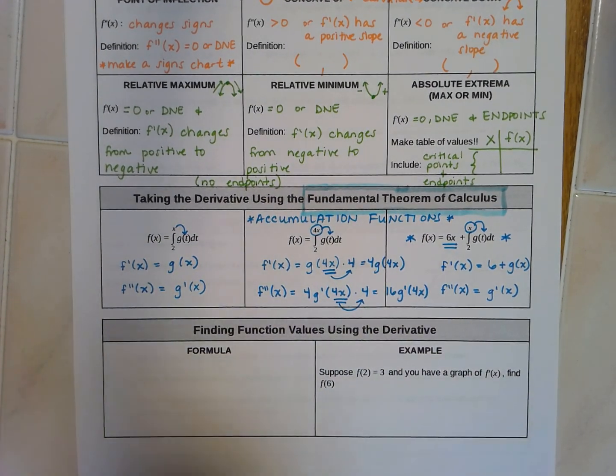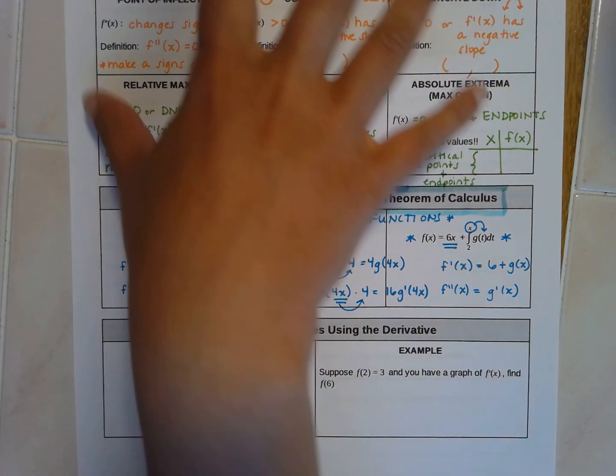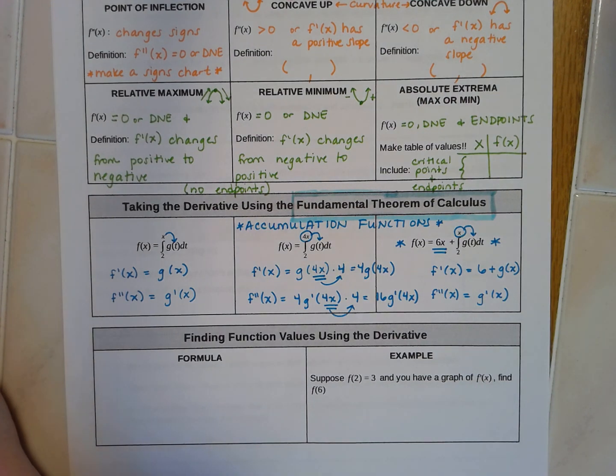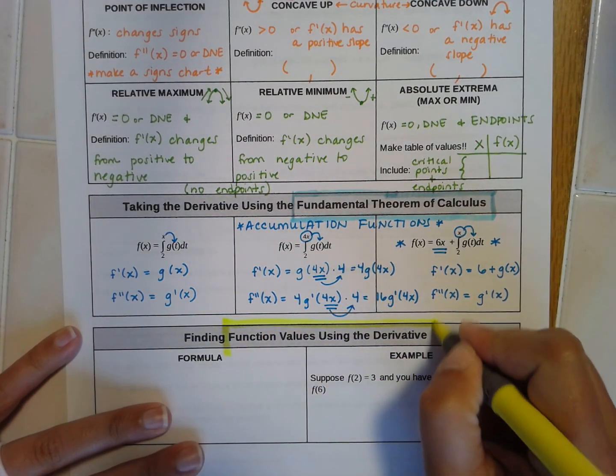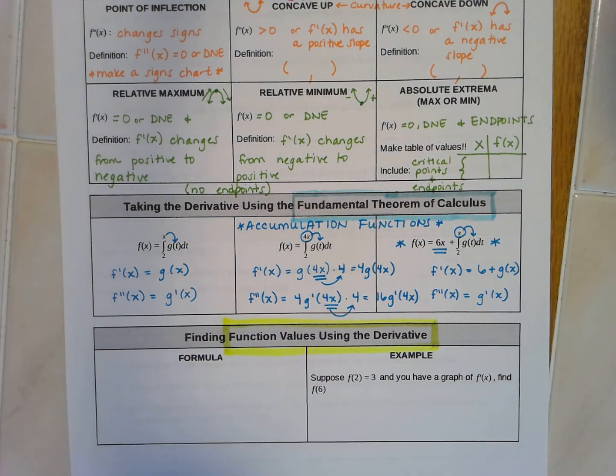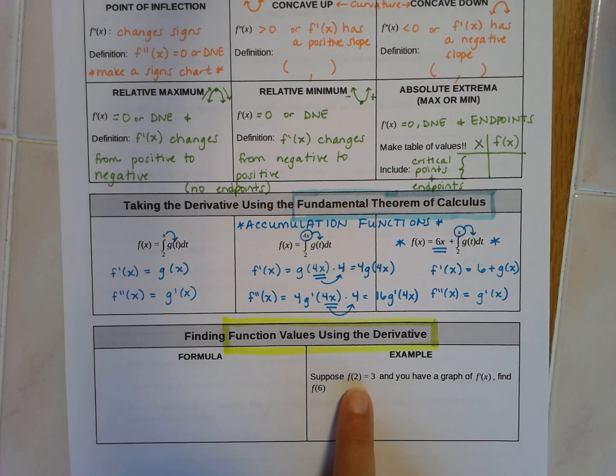One other idea that often comes up that is related but not always directly part of these questions up here where we're analyzing our function is finding function values. So finding the value of the original function using the derivative. An example of this type of question would be, suppose that you know that f of 2 is equal to 3, and you have a graph of f prime. Find f of 6.